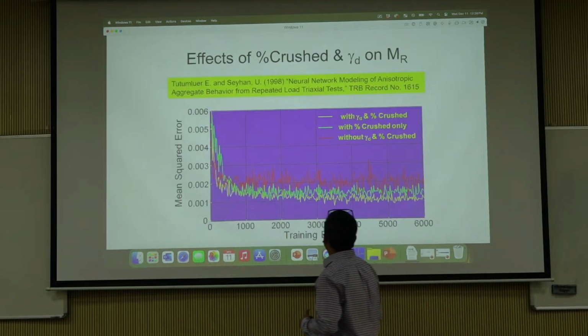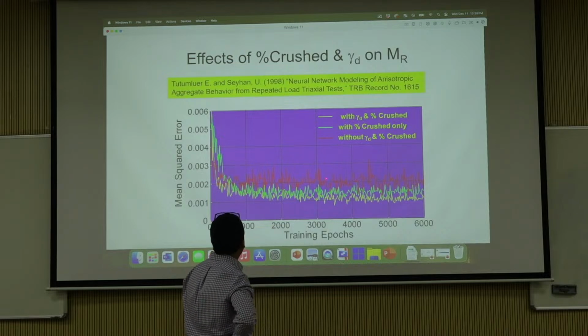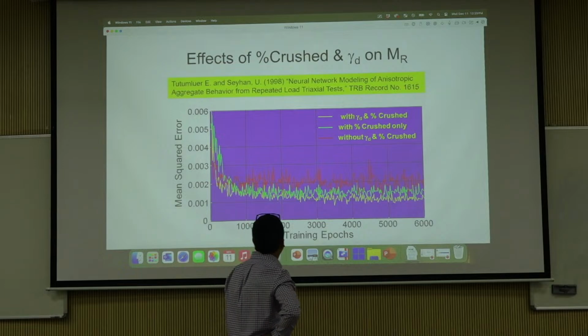Okay, crust and unit weight, this is just errors. Repeated load triaxial testing, this is neural network stuff, let's not worry about it.